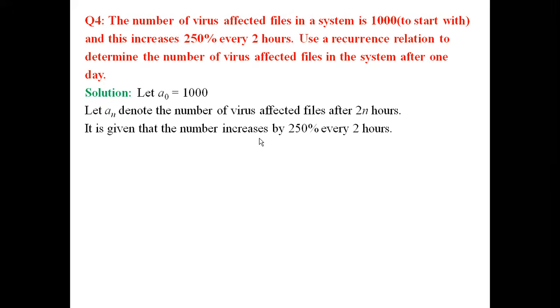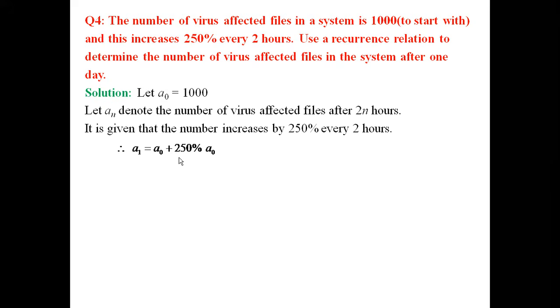It is given that the number increases by 250% every 2 hours. So this can be represented symbolically as A1 equal to A0 plus 250% of A0. We have the expression, that is the next value. Initially it is 1000, no? So after 2 hours, this becomes A1. So A1 will be given by the initial value, that is 1000, plus 250% of the 1000. That is what the given data says, that it is increasing every 2 hours.